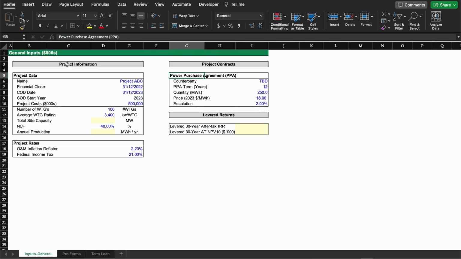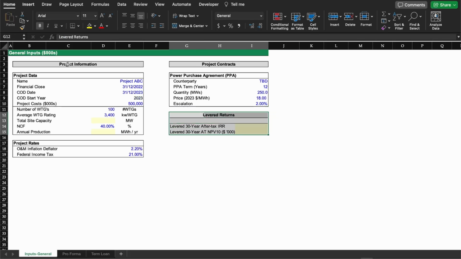Then we have a PPA. So we're going to have some sort of PPA for the full project, and we don't know who the counterpart is. Doesn't really matter. It's a 12 years PPA. We have 250 megawatts of contract capacity, I'm assuming, $18 per megawatt hour, and we're going to escalate it by 2%. That's fine.